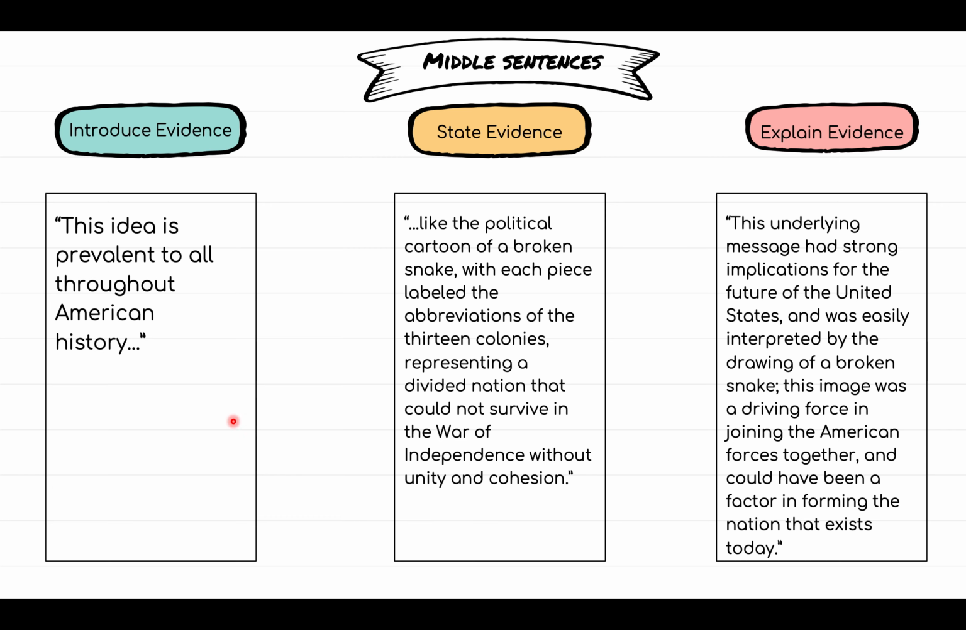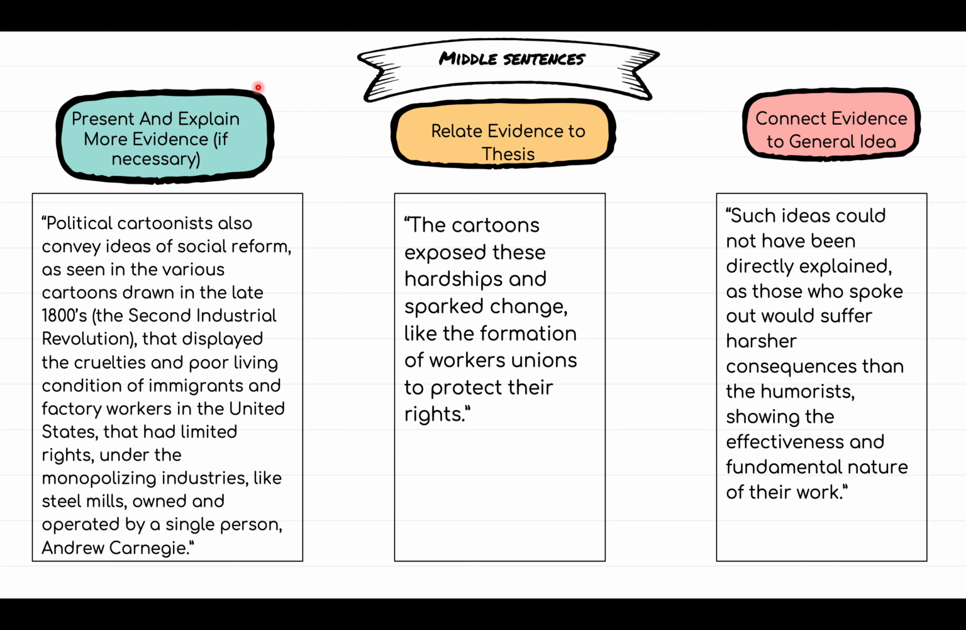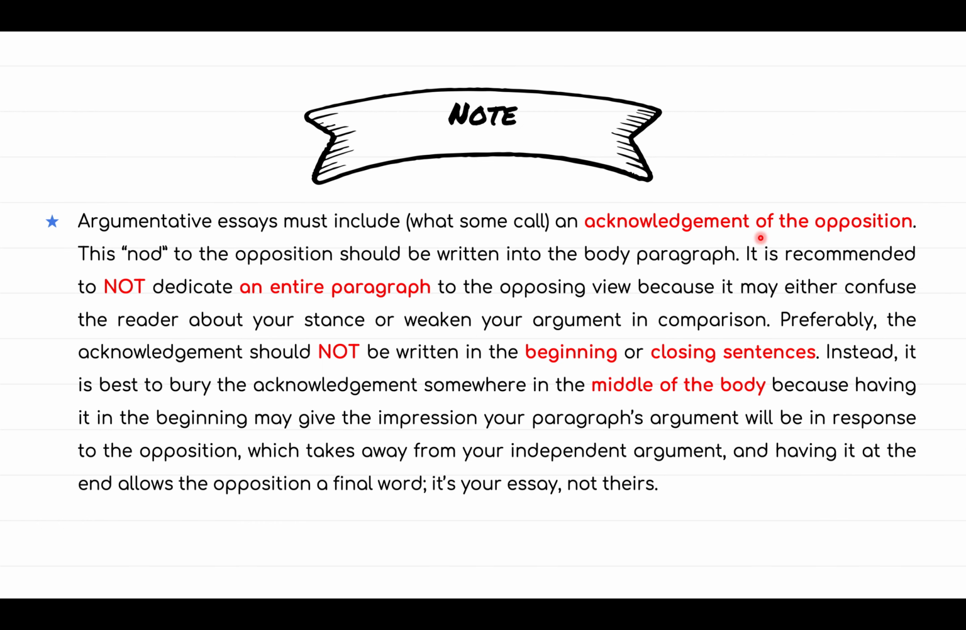Let me explain it another way. You want to introduce evidence, you want to state the evidence directly, you want to explain what that evidence entails, then you want to present and explain more evidence, and sometimes it does become necessary to have more evidence. And then you want to relate that evidence to the thesis that you presented at the beginning, all the while connecting the evidence to a general idea, right? And this idea is that humorists have a fundamental value to their society. That's the implication here.